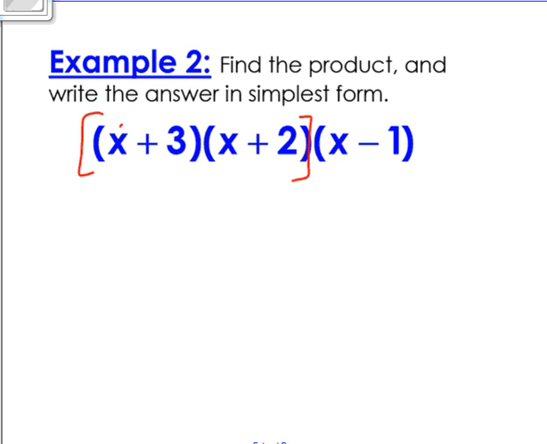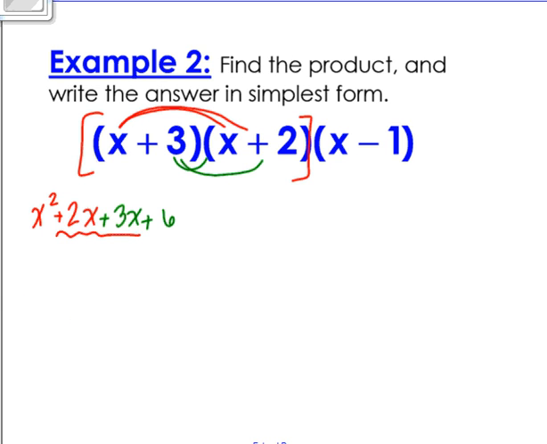So I'm going to start with the first part. X times x is x squared. X times 2 is a positive 2x. Then I'm going to distribute the 3. 3 times x is a 3x. And then 3 times 2 is a positive 6. I'm not done with this. I could clean it up a little bit, so I'm going to go ahead and do that. I'm going to combine those like terms, and I would get x squared plus 5x plus 6 for this first bracket. And then I haven't touched this x minus 1, so I'm just going to bring it down.